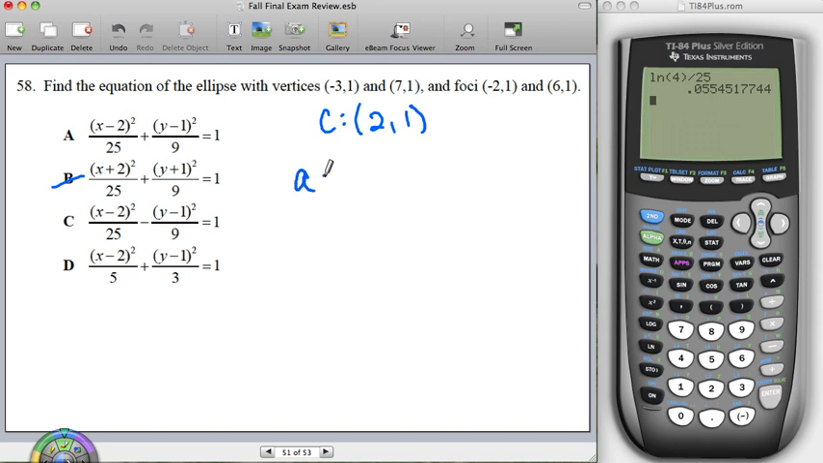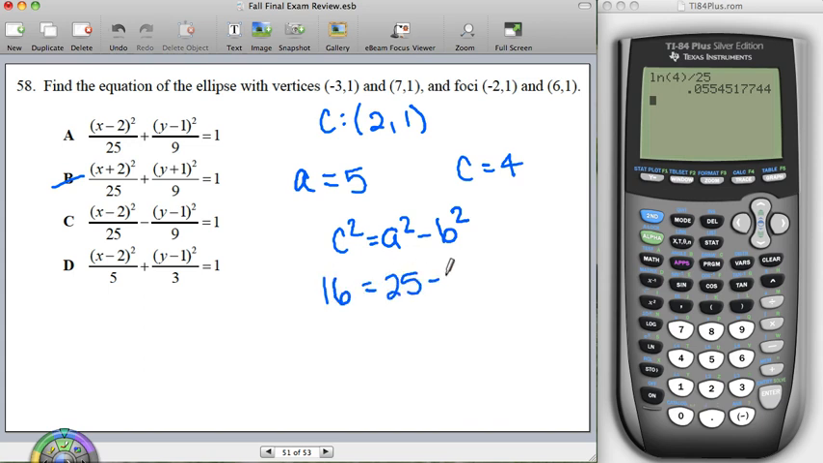The distance from your center to one of your foci is what c is. So c in this case is 4. And I can use the formula to solve for b. So it's c squared equals a squared minus b squared. So I get 16 equals 25 minus b squared. Subtract 25 from both sides, and you get b squared equals 9. I'm not actually going to solve for b because you're going to square it anyway. So I have x minus 2 squared over 25 plus y minus 1 squared over 9 equals 1.